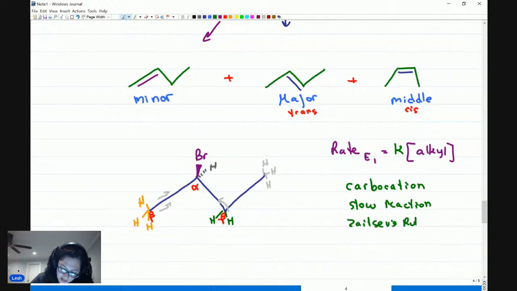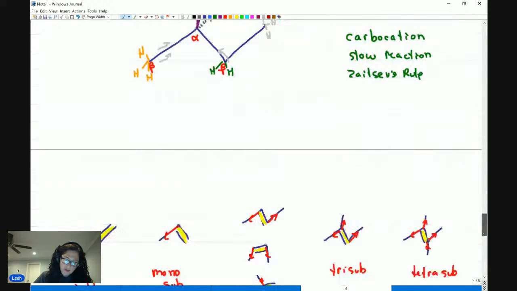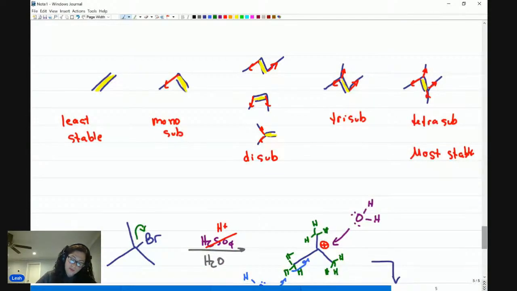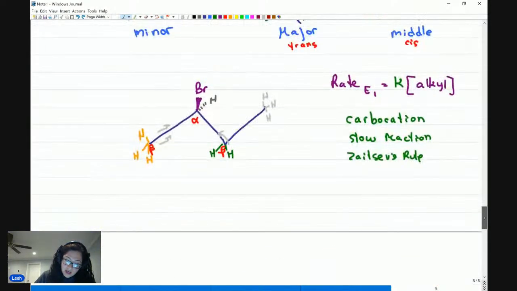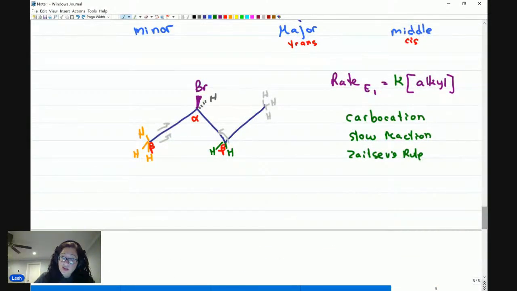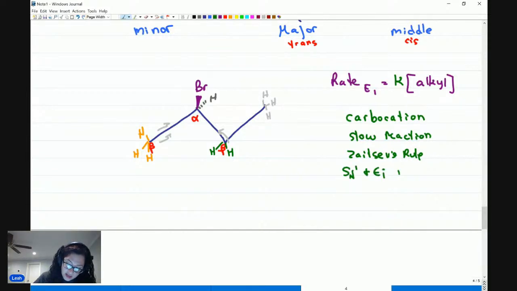Zaitsev's rule tells us that the most stable pi bond is going to form. This right here is the Zaitsev product. If you have a reaction, typically with E2, that forms the least stable alkene, that will be the Hofmann product. But in an E1 reaction, we're following Zaitsev's rule. SN1 and E1 are going to be in competition.